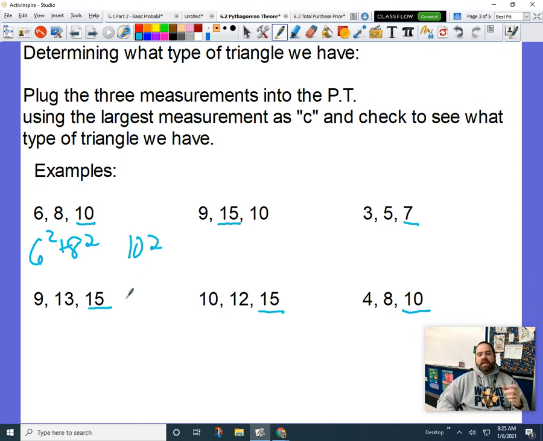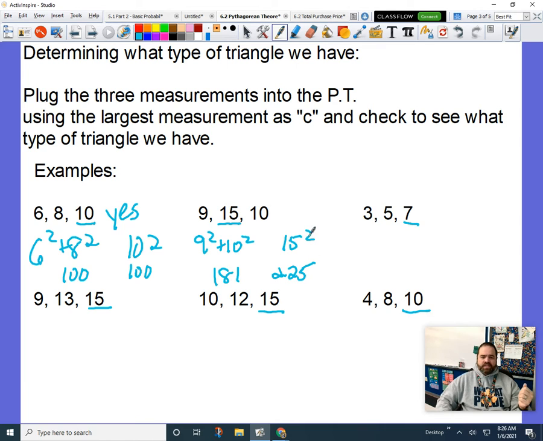If you're using a scientific calculator, you can do the left-hand side all at once. 6 squared plus 8 squared, that's 100. You're comparing that to just 10 squared. That's 100. So this one's a yes, right? This one is a right triangle. 100 equals 100. Same thing here. 9 squared plus 10 squared, 15 squared. So 9 squared plus 10 squared, that's 181. And then 15 squared is 225. So this one's a no.